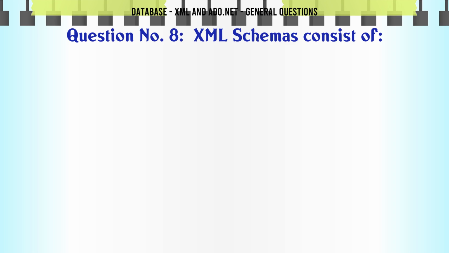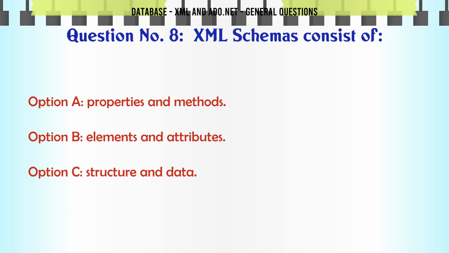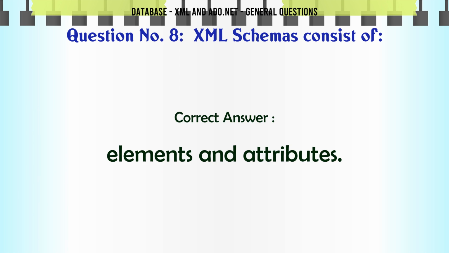XML schemas consist of A. Properties and methods, B. Elements and attributes, C. Structure and data, D. Tables and relationships. The correct answer is elements and attributes.